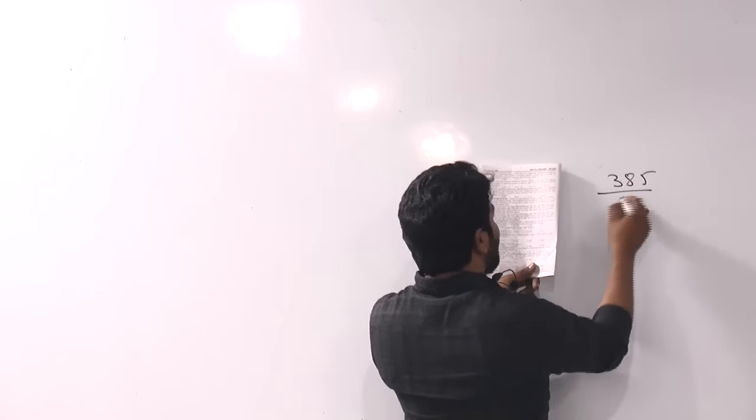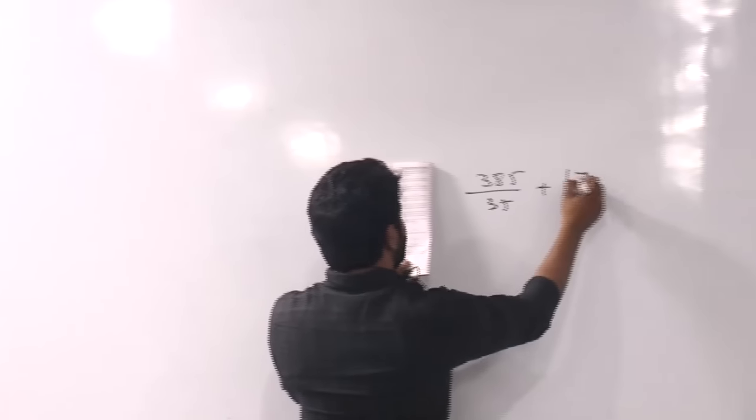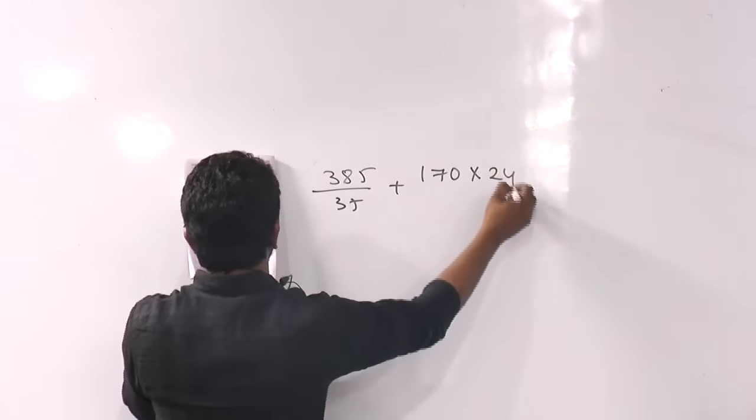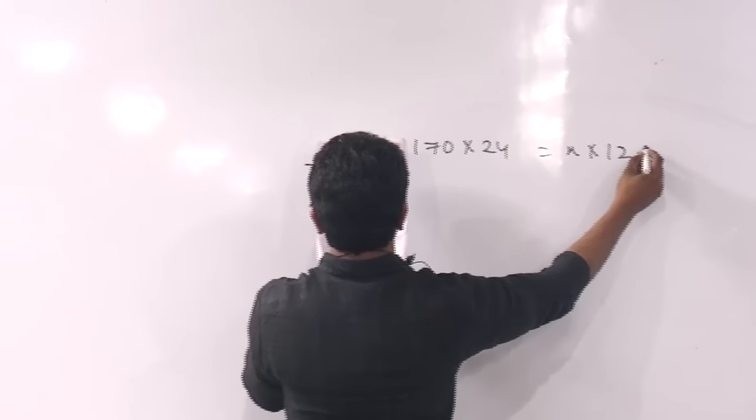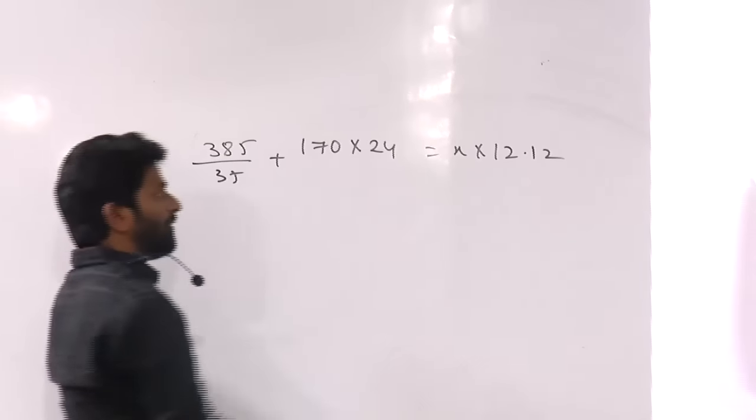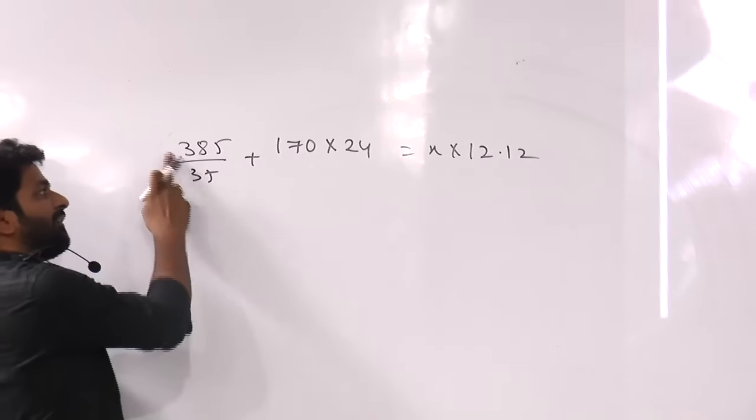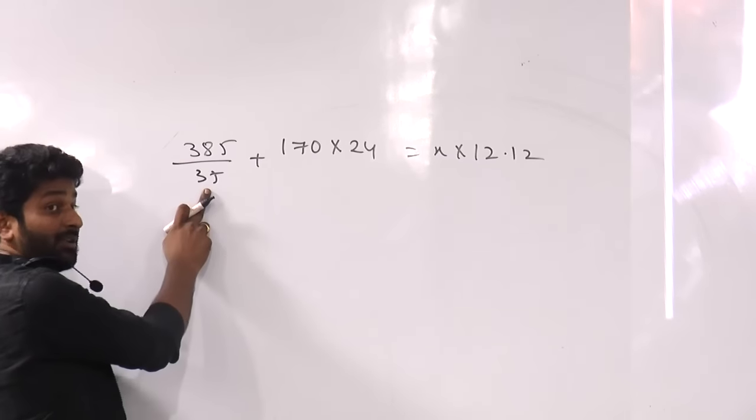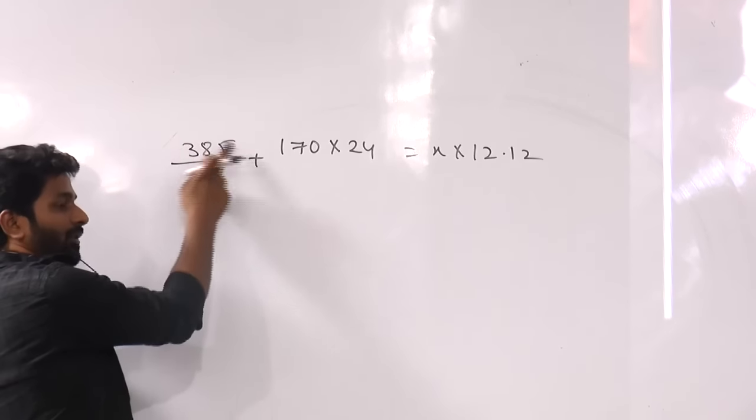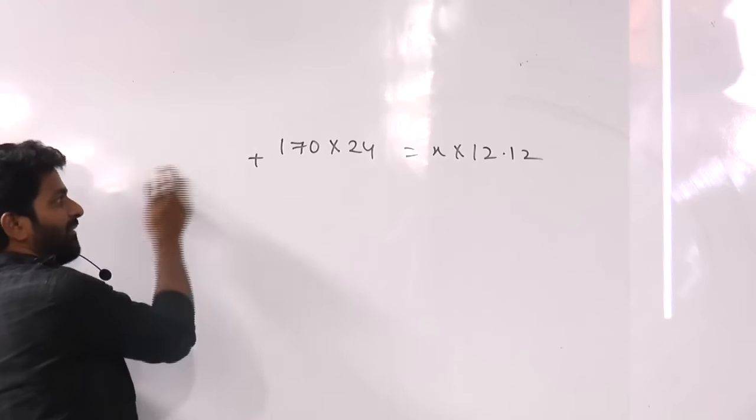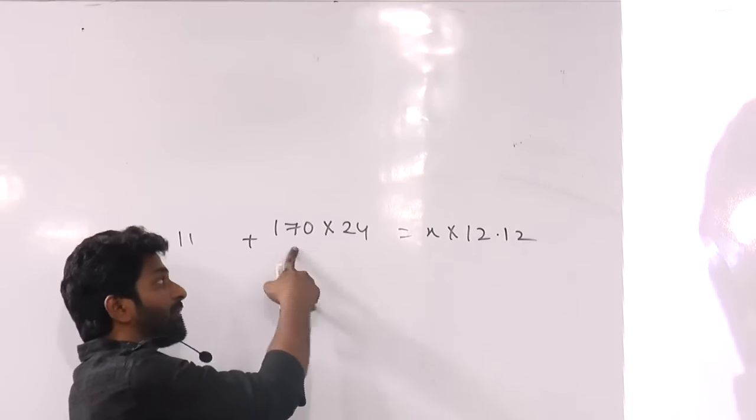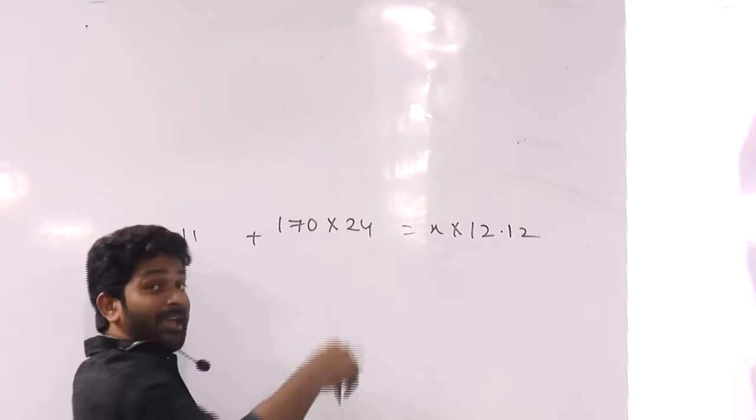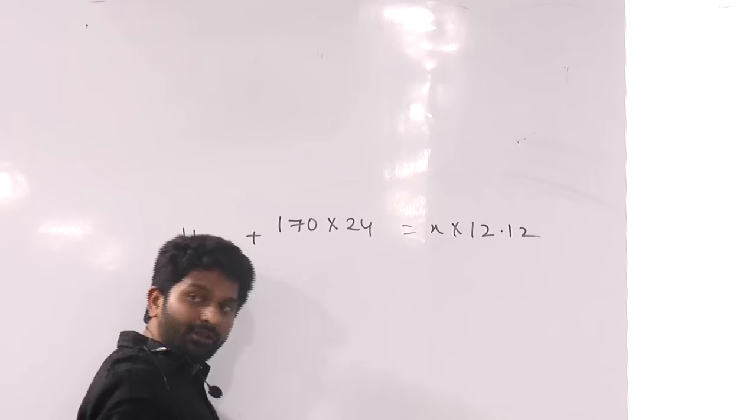385 divided by 35 plus 170 into 24 is equal to x into 12.12 something. Right, no problem. 35 11 times, right? 10 times of this number 350. Apart from that you have one more 35. So total this is 11 times. You need to calculate this. 24 times of this number. 20 times plus 4 times.